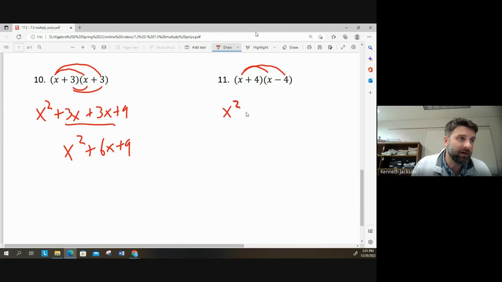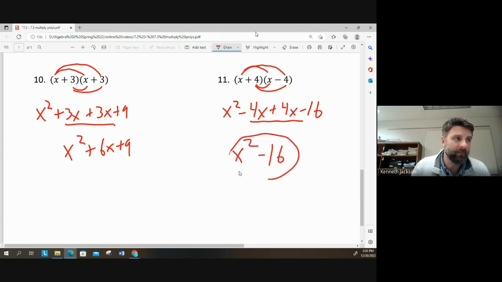On number 11, I can multiply the x through. That'd be x squared minus 4x. And I can multiply the 4 through. That would be 4x minus 16. After I multiply, combine my terms. X squared, negative 4 plus 4 is 0. So it goes away. So that middle term canceled out.